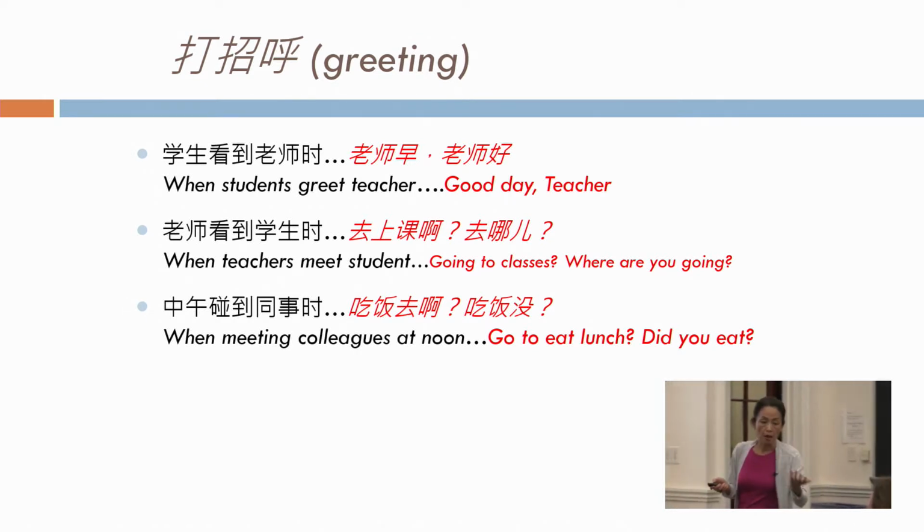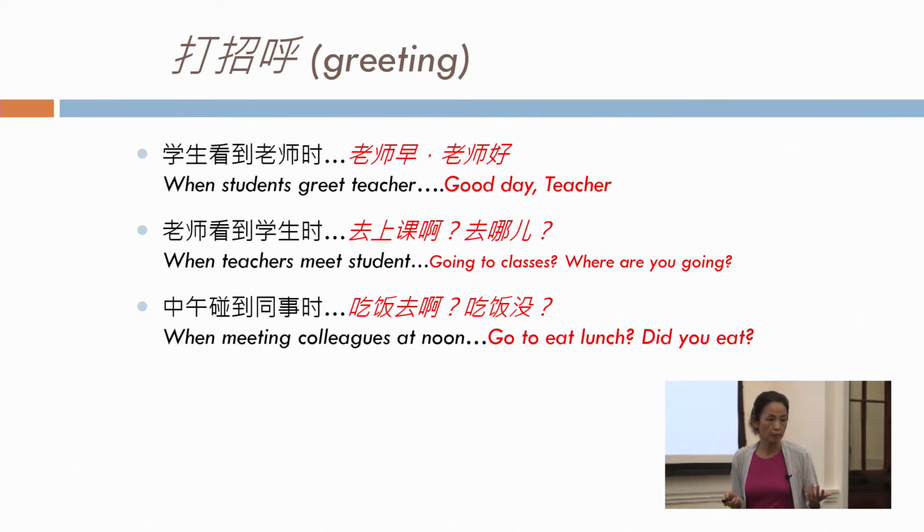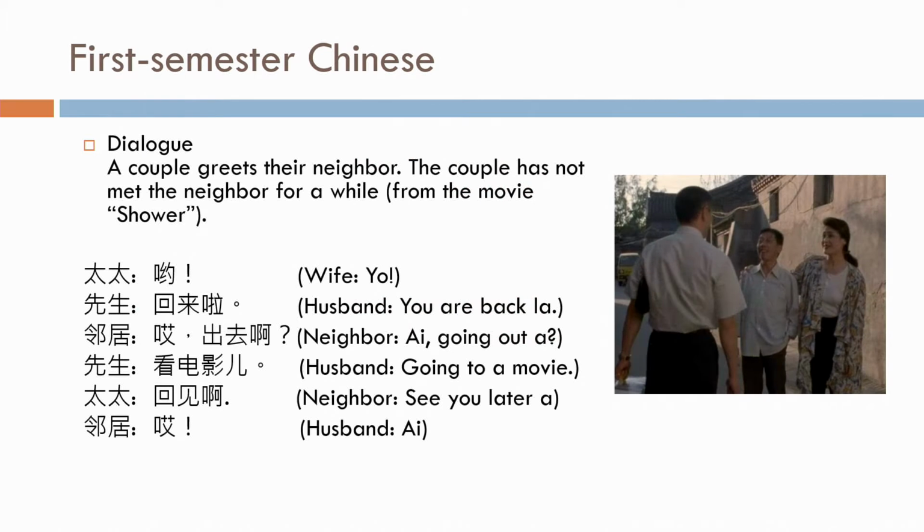Then when I meet my colleagues, I say, have you eaten? Did you eat? Okay, this is the neighbors. The couple meets their neighbors. See how they greet each other when they see each other. He doesn't say hello, he says yo. And then the husband says, you come back. Yeah, I'm back. You're back. And then they say, are you going out? Yes, we're going out. See, that's how we greet each other, right?